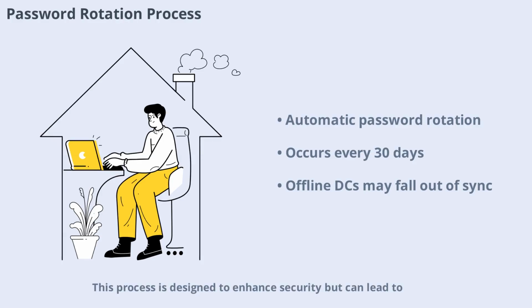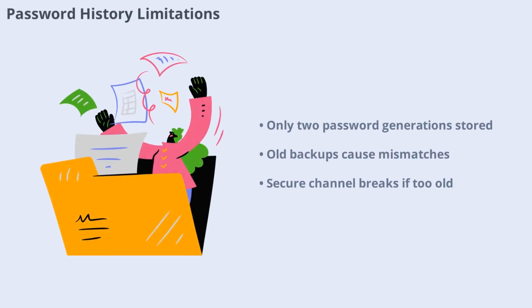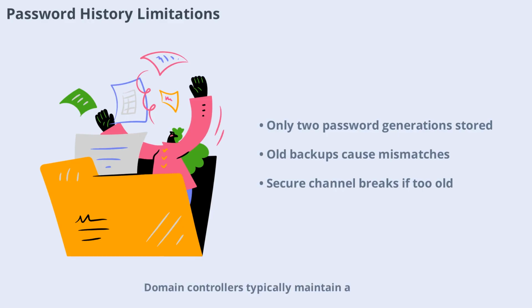This process is designed to enhance security but can lead to issues if a domain controller is offline during a scheduled rotation, causing its password to fall out of sync with the directory. Domain controllers typically maintain a history of only 2 password generations. If password changes occur while a controller is offline or restored from an old backup, it may have a password that's too old to be recognized, breaking the secure channel and halting replication.